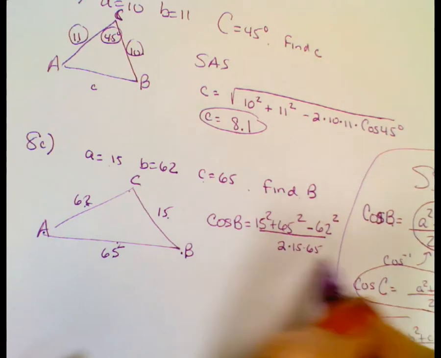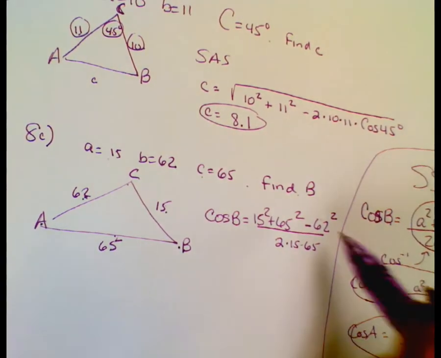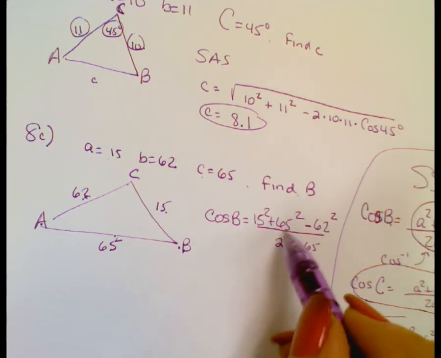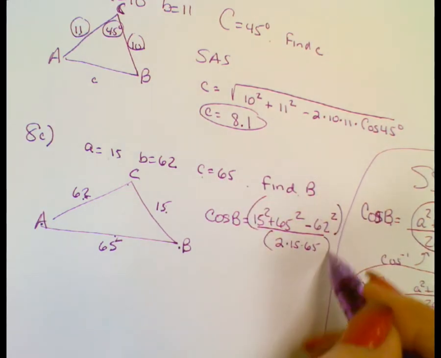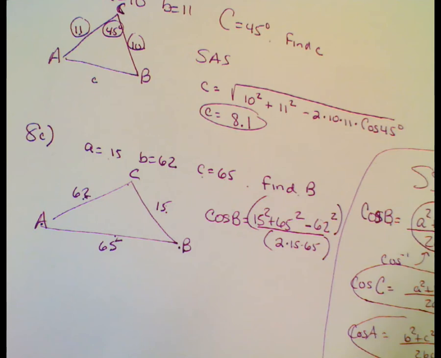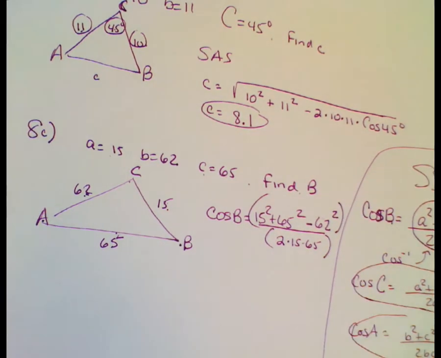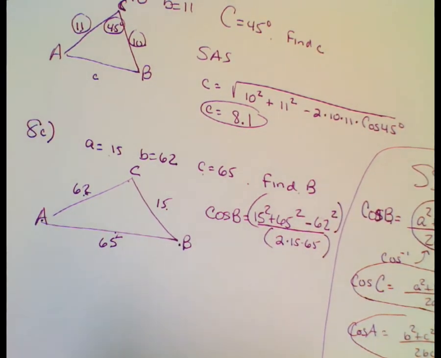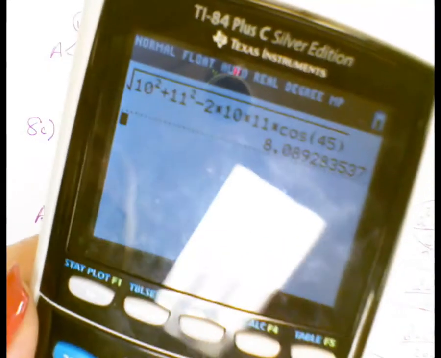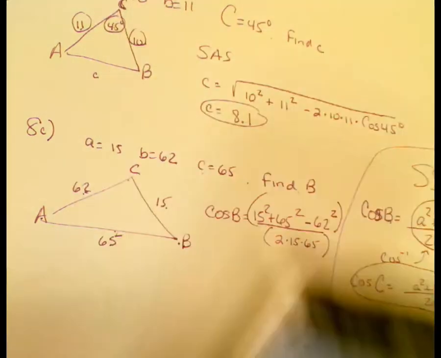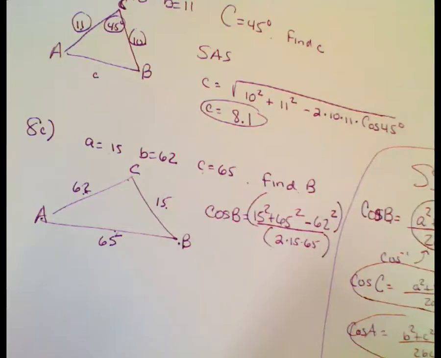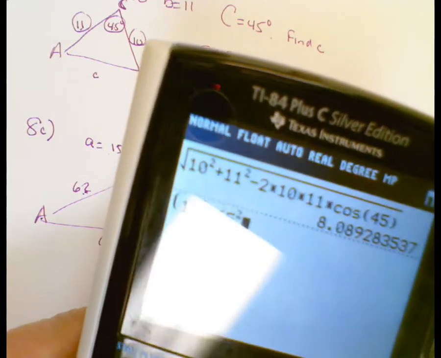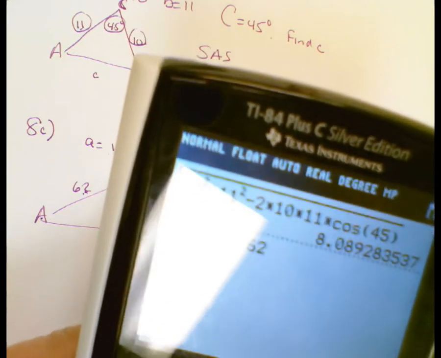Now we're going to punch this in the calculator, but you have to be very careful. Whenever you have more than one number in top or bottom, you have to use these parentheses. These are your friends when you're doing a calculator. And let's just do this. So we need to do a parenthesis. So parenthesis, and we're going to go 15 squared plus 65 squared minus 62 squared.